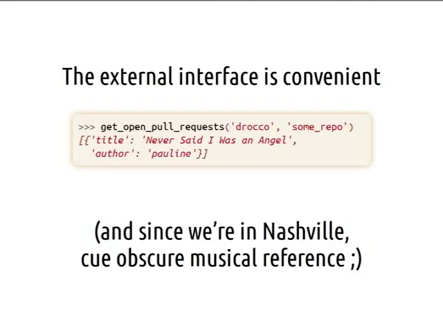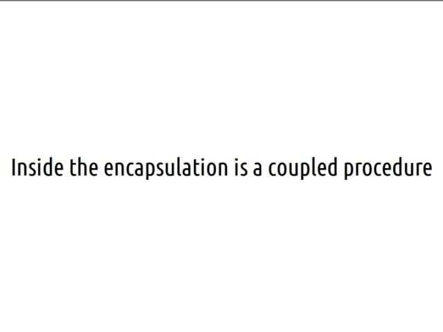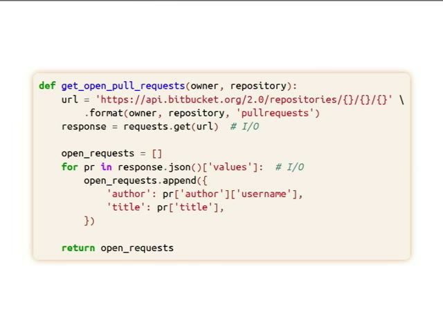And notice that the external interface is very convenient, right? I pass in these 2 bits of information that I need, and I get pull requests out. But inside that encapsulation envelope, we've got this coupled procedure, all right? And I've tagged it with these 2 comments about I/O.